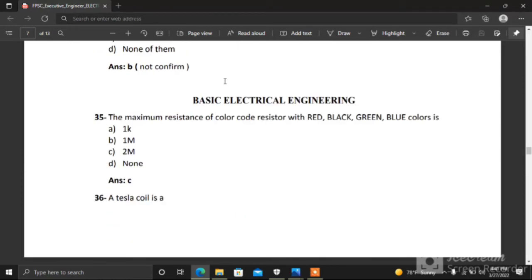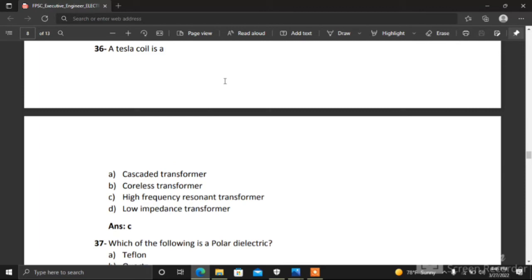The maximum resistance of color code resistor with red, black, green, blue colors is, correct option is C, 2 megohm. You know the formula or how to remember the resistance color codes: BB Roy Goes Britain, you must know it. A Tesla coil is, correct option is C, high frequency resonant transformer.